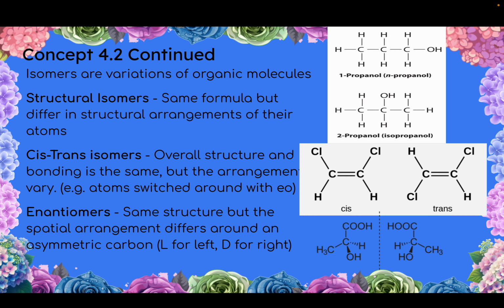So you can have an L isomer, that's the left-handed version of it, and then the D isomer is the right-handed version of it. As you can see here, this bottom image is a good example. They're literally mirror images of each other.